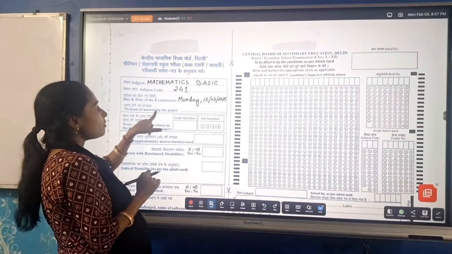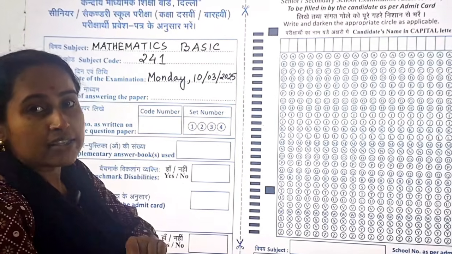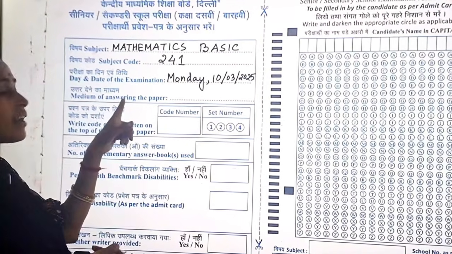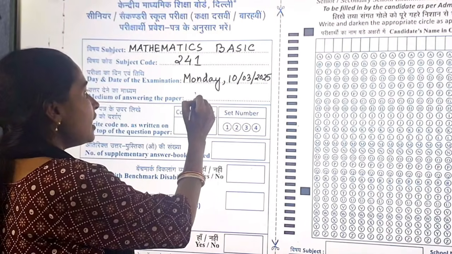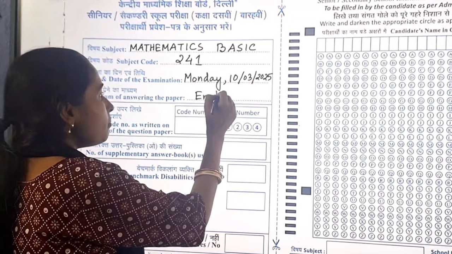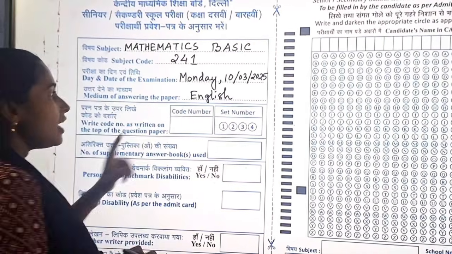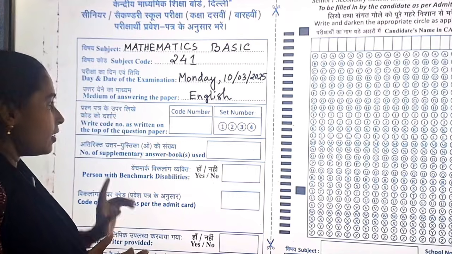Next it is written, medium of answering the paper. In your case, except for the Bengali exam, all the exams you will write in the English language. So the medium of answering the paper will be English for every exam other than Bengali. In the Bengali exam you will write Bengali here, because the Bengali exam paper will be given in Bengali.